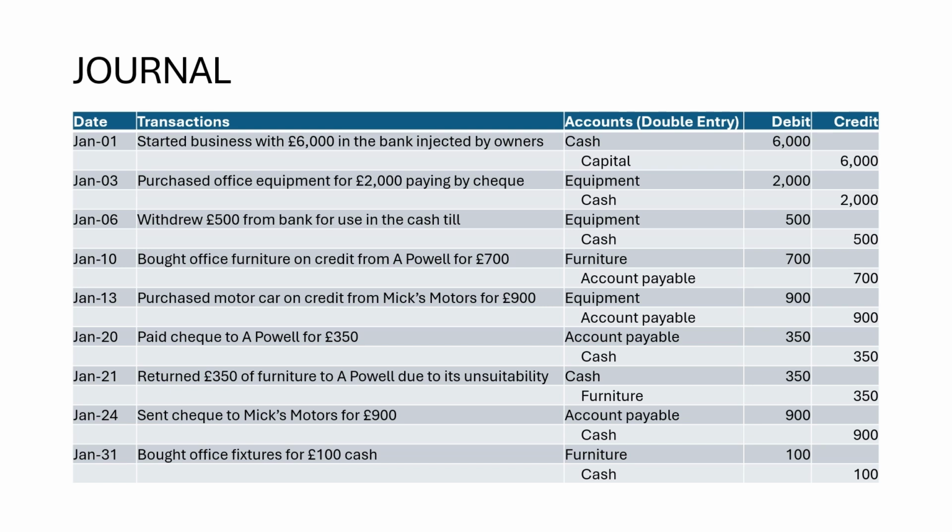For example, when equipment is purchased, equipment is debited and cash is credited. This step is essential because the journal serves as the starting point before amounts are posted to the ledger. It needs to be accurate, and we need to remember the principle that every transaction affects at least two accounts, according to the double entry principle.